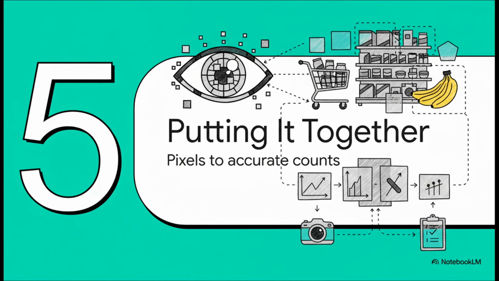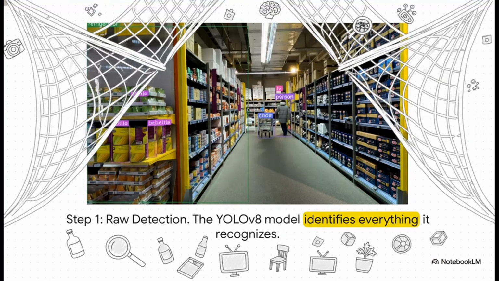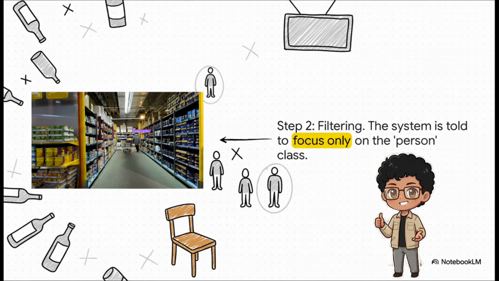Let's take a look at this example from a grocery store. So, step 1 is raw detection. The YOLO model just casts a super wide net and identifies basically everything it can recognize in the picture. And you can see all the different boxes and labels here. It sees the person, obviously, but look closer. It's also picking up individual bottles and other things on the shelves. It's just seeing everything.